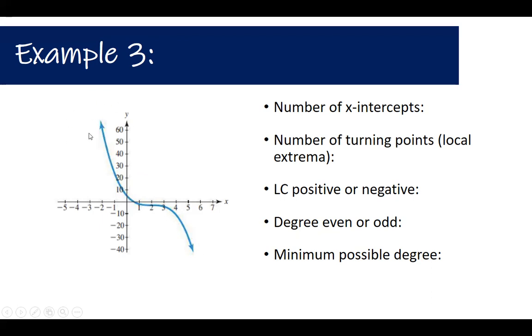We know that we have an odd degree because they're going in different directions. We're rising to the left and falling to the right. And since we know that our leading coefficient has to be negative because it's rising to the left and falling to the right. So our minimum possible degree here is actually going to be 3.